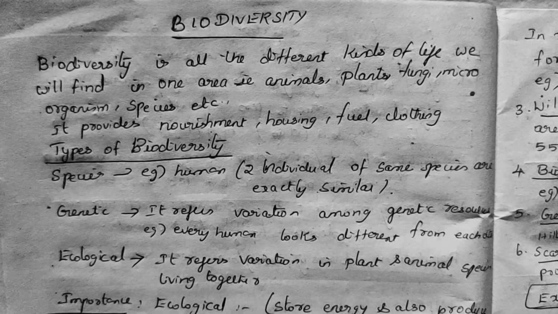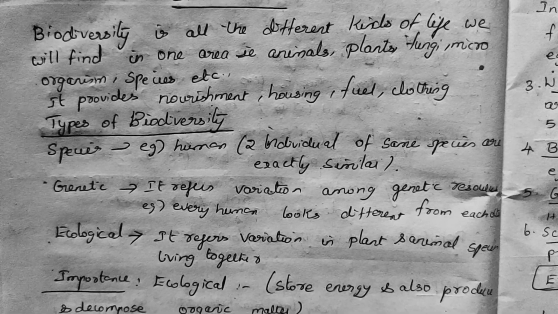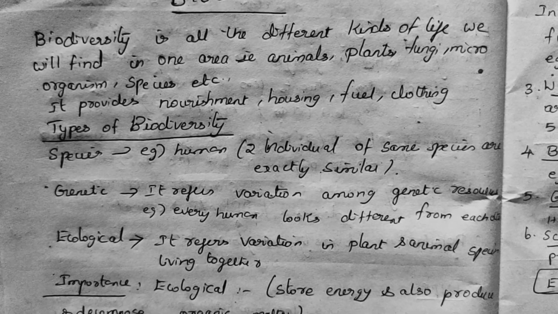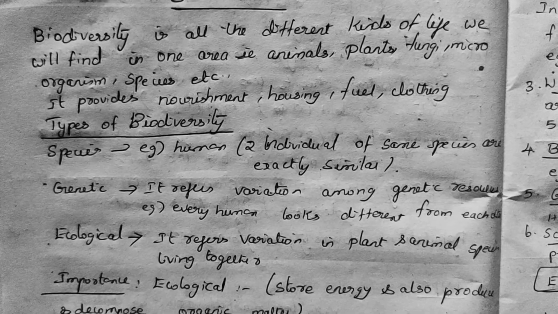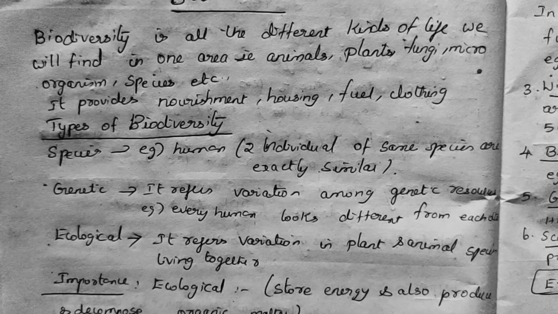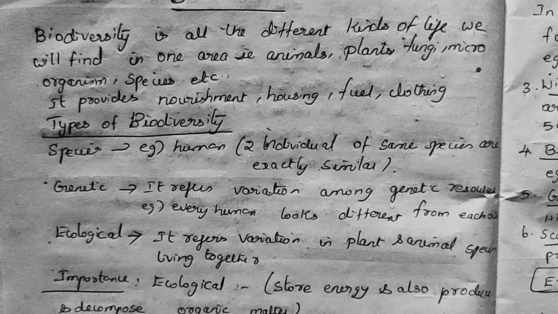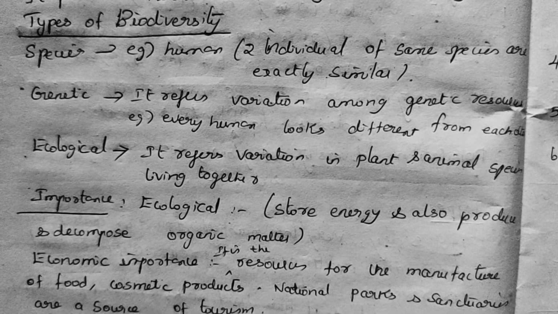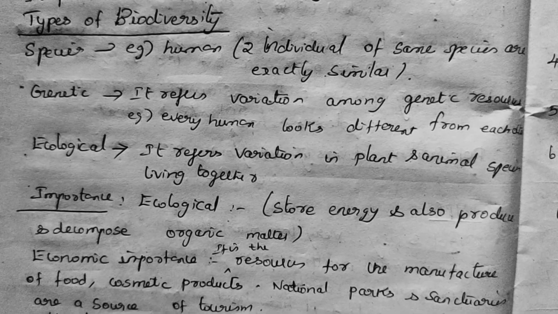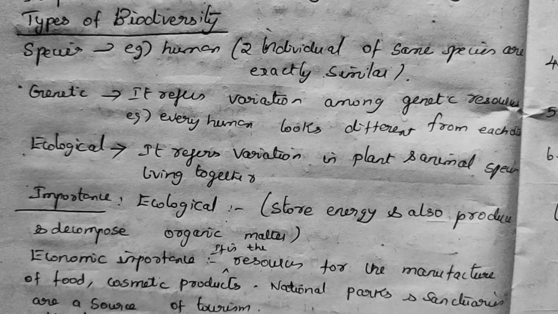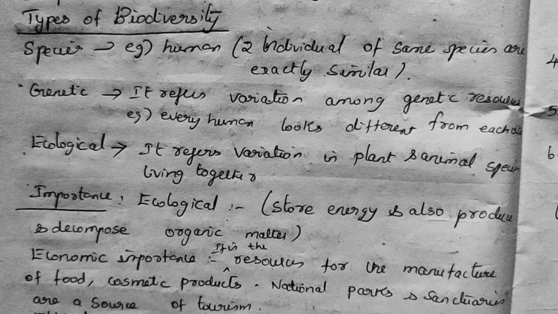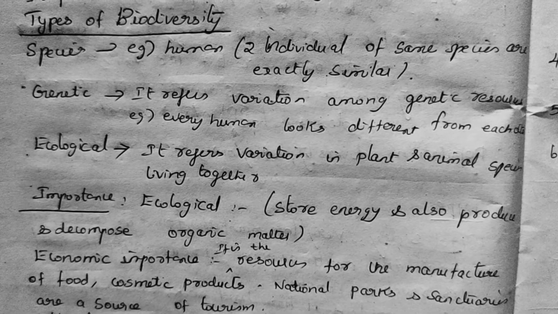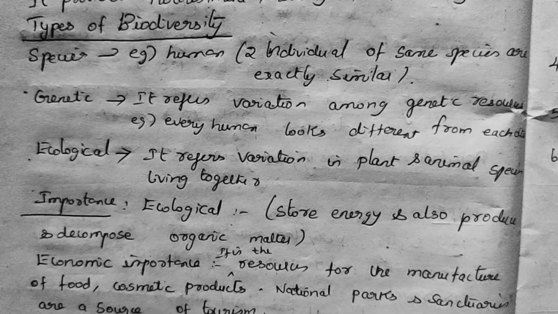The next topic, biodiversity. Biodiversity is all the different kinds of life we will find in one area, that is animals, plants, fungi, microorganisms, species, etc. It provides nourishment, housing, fuels, and clothing. Then the types of biodiversity: species, example human, where no two individuals of the same species are exactly similar. And genetic diversity refers to variation among genetic resources. For example, every human looks different from each other.